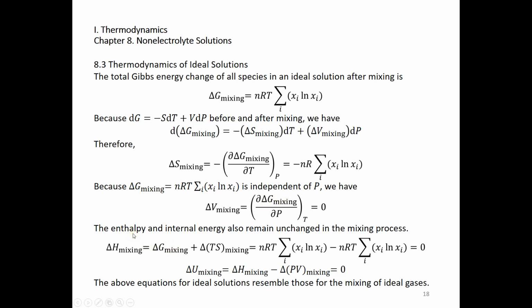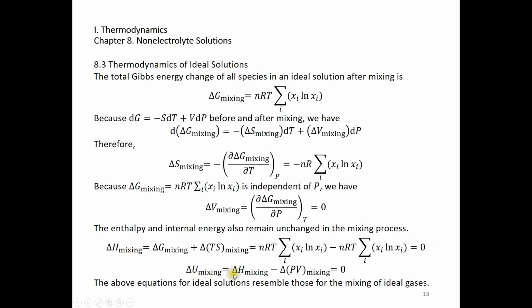We can also derive the enthalpy and internal energy of mixing. Delta H mixing is delta G mixing plus delta TS mixing, and this is delta G, and over here this is delta TS. Because T is a constant, we can take T out, and we have delta S mixing over here, and then we get this second term. You can see the first term and the second term cancel, so we have 0. The enthalpy of mixing is 0.